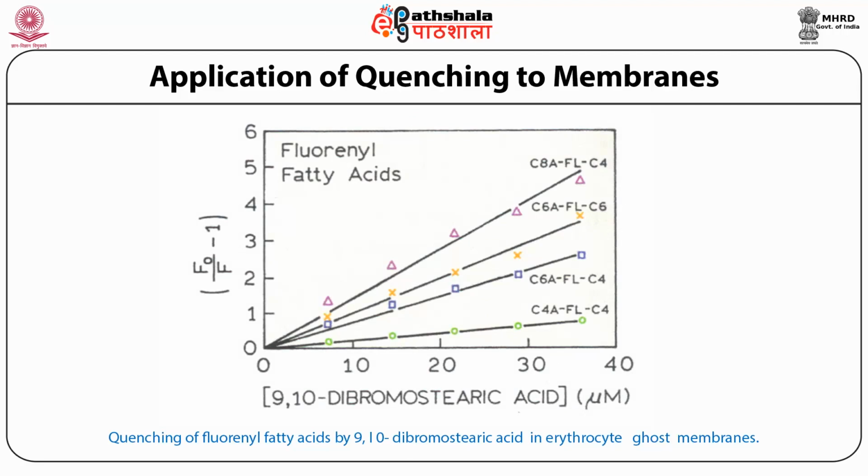This slide shows you the quenching of fluoronyl fatty acids by 9,10-dibromostearic acid in erythrocyte ghost membrane. We can see the effect with an increase in the concentration of the 9,10-dibromostearic acid.